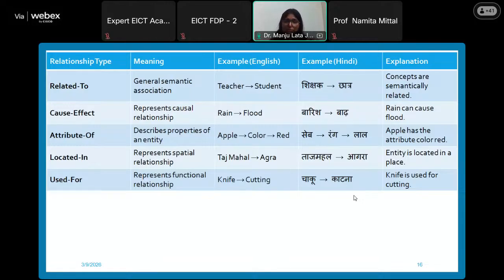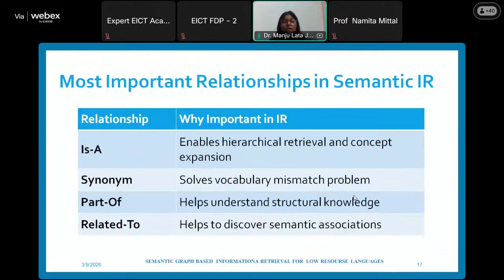These kinds of relationships are not captured by any lexicographical based similarity models. All these relationships are taken care of by semantic based information retrieval, all kinds of semantic based IR models, ontologies, knowledge graphs, and semantic graphs. Among all these semantic relationships, the most important ones are is-a, synonym, part of, and related to. They are most popularly used because they are most effective for semantically retrieving information.